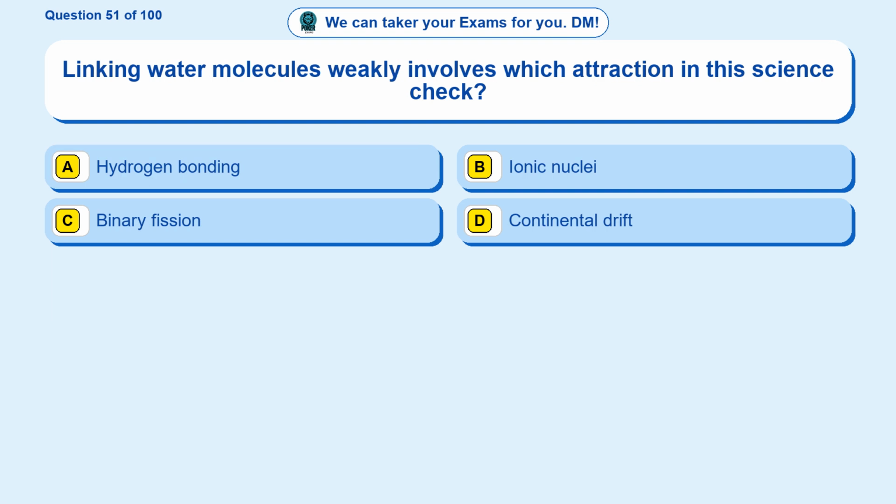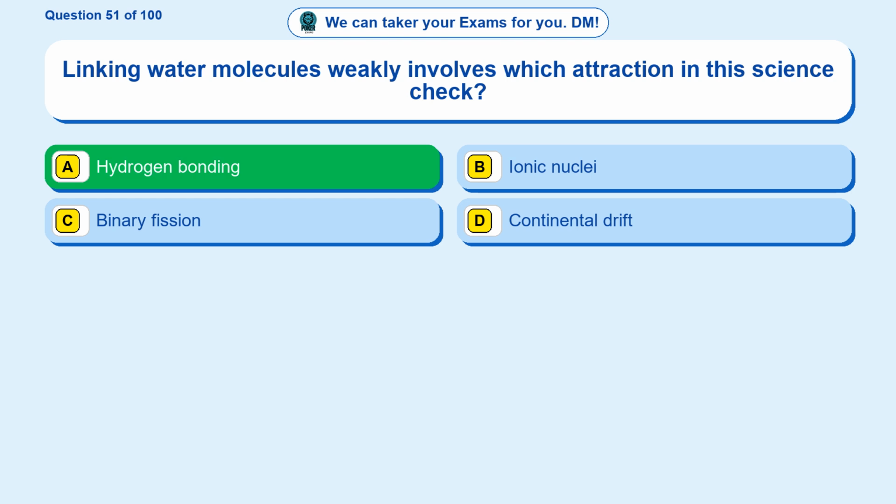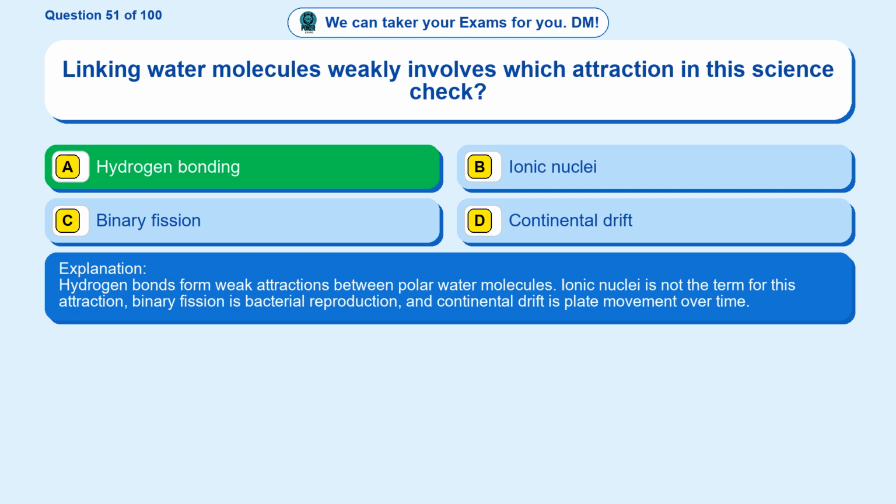Question 51. Linking water molecules weakly involves which attraction in this science check? Option A, hydrogen bonding. Option B, ionic nuclei. Option C, binary fission. Option D, continental drift. The correct answer is option A. Hydrogen bonding. Hydrogen bonds form weak attractions between polar water molecules. Ionic nuclei is not the term for this attraction, binary fission is bacterial reproduction, and continental drift is plate movement over time.